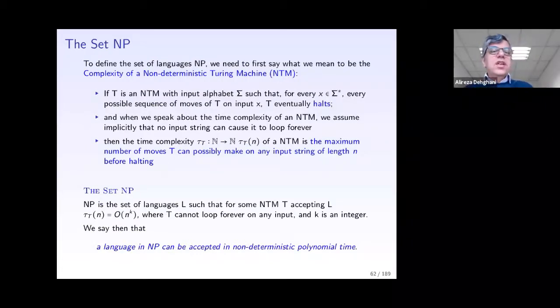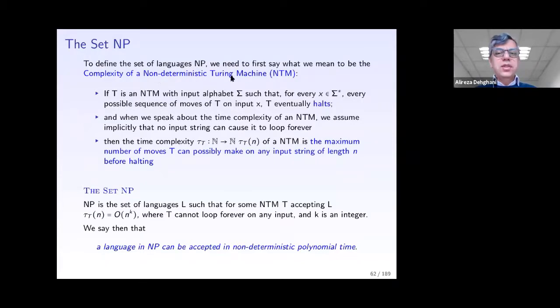Okay. Well, what is the set of non-deterministic polynomial? To define the set of languages NP, let's have a look at the non-deterministic Turing machine first. If T is a non-deterministic Turing machine with alphabet sigma such that for any X belonging to sigma star, every possible sequence of moves of T on input X eventually halts. Imagine T is a non-deterministic Turing machine which halts finally. And when we speak of the time complexity of an NTM, we assume implicitly that no input string can cause it to loop forever.